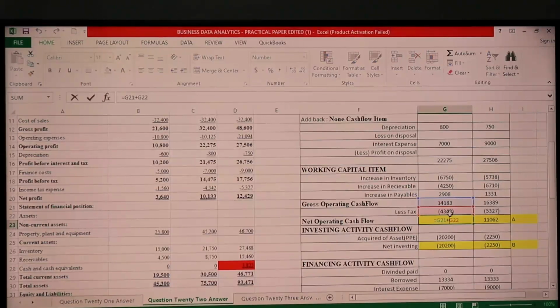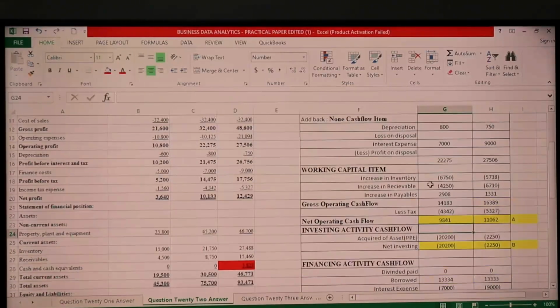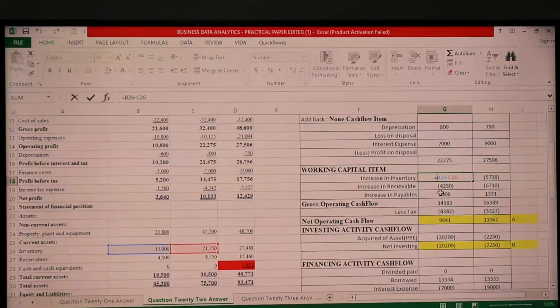How do we insert the negative sign on inventory and receivable figures? Where are these receivable figures? So here we have the receivable. Why did we get negative? Okay. So we pick the amount of 2020 minus the amount of 2021. 2020 minus 2021. These are assets.